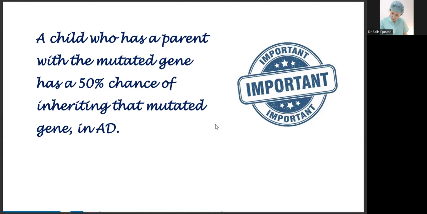Hello, doctor. Okay. So a child who has a parent with a mutated gene has a 50% chance of inheriting that mutated gene in autosomal dominant. So if one of the parents is affected, there will be a 50% chance that the child is also affected. 50% chance. Yes, we discussed this in the chart as well. So this is a correct statement and this is important information. They can ask this in the exam as well.